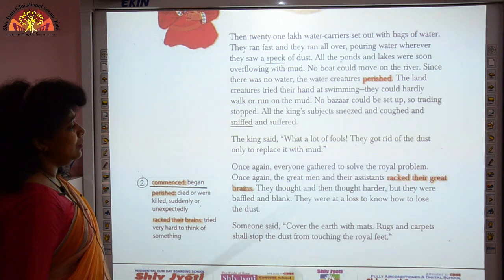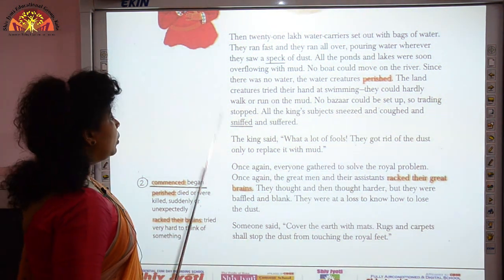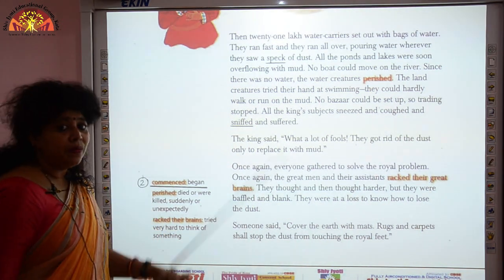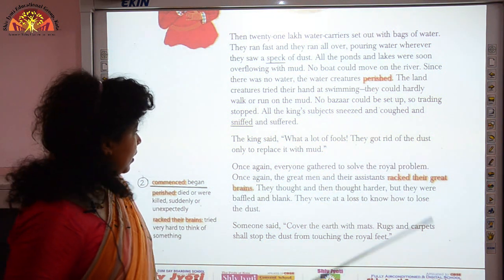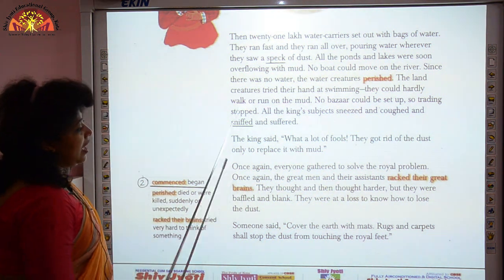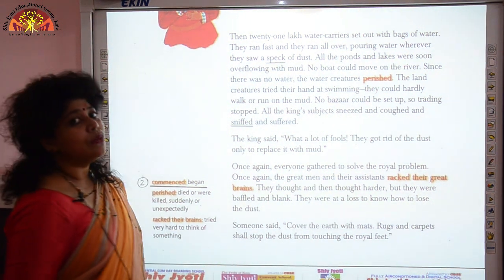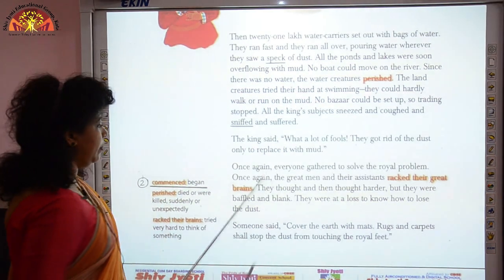The king said, "What a lot of fools! They got rid of the dust only to replace it with mud." That is, the problem was not solved. This problem led to another problem. Once again, everyone gathered to solve the royal problem. So once again, people were gathered to solve the royal problem.